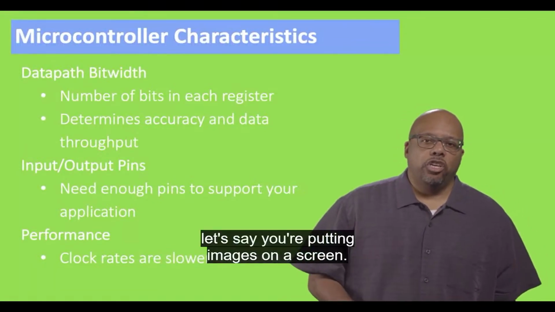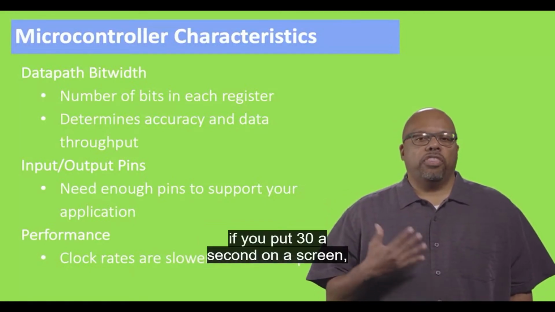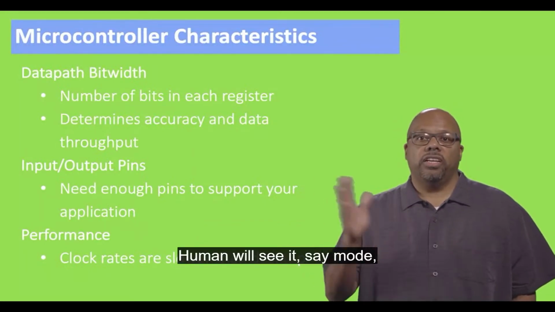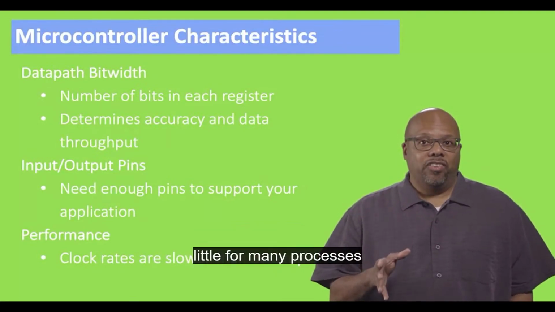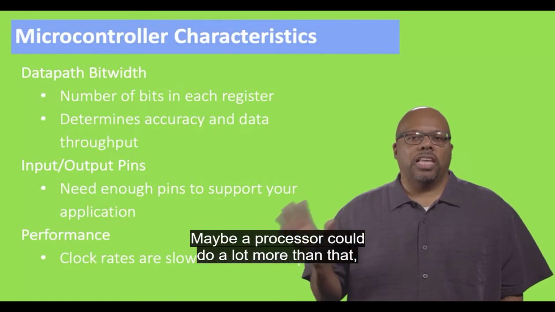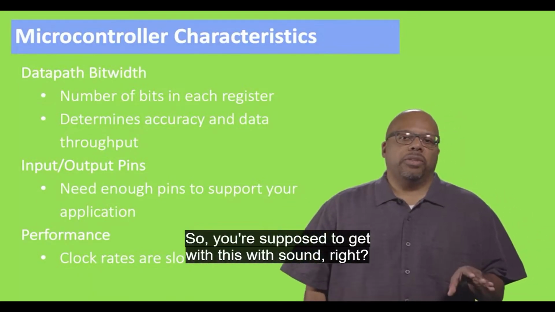Now, when I say not too quickly, let's say you're putting images on a screen. These images on a screen, if you put 30 a second on a screen, a human will be very happy with that. A human will see it move, everything will be smooth, right? Now, 30 operations a second is very little for many processors, and it depends on the processor. But maybe the processor could do a lot more than that, but it's not necessary because the human is slow. So you especially get that with sound, right?